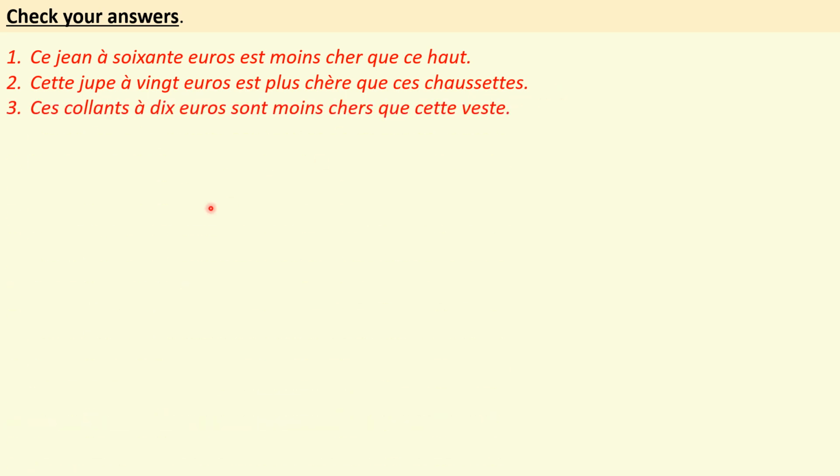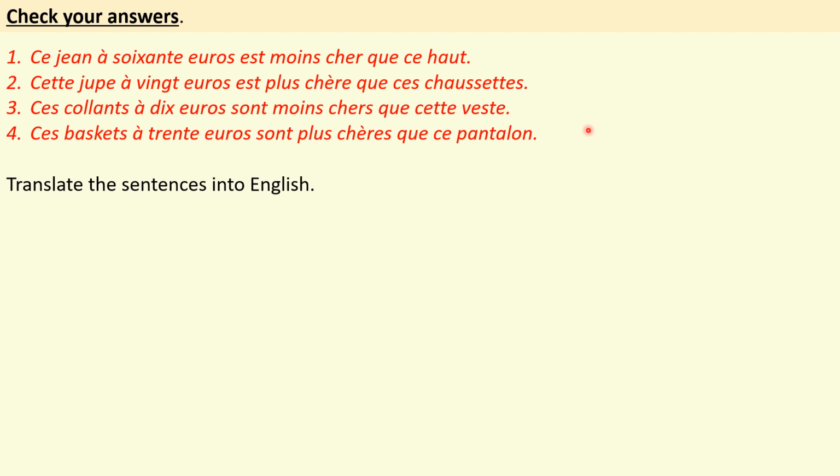3. Ces collants à 10 € sont moins chers que cette veste. Make sure that cher is the masculine plural, as this is the one example of masculine plural you have. Good. And 4. Ces baskets à 30 € sont plus chères que ce pantalon. Make sure that cher here matches trainers, which are feminine plural, so it has the E accent going downwards, the grave accent, and the ES on the end. Well done, Year 8. Now what I'd like you to do is to translate the sentences into English for me using the sentence builder grid. Pause to do that now, press play to check your answers.